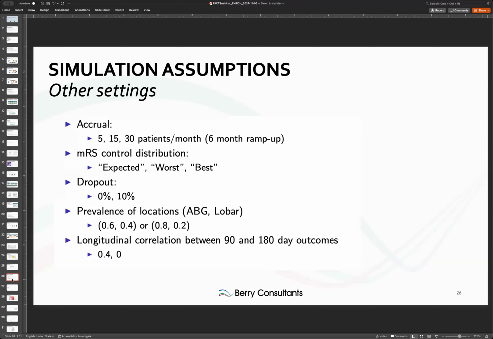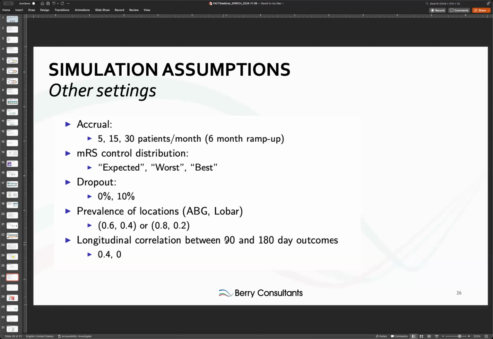A few other settings briefly before we go there. This study, before it started enrolling, wanted to look at accrual rates of 5, 15, and 30 patients per month. I just talked through the mRS control distributions. They weren't expecting a lot of dropout, so they simulated the design with 0% and 10% dropout. They were expecting prevalence of locations around a 0.6, 0.4 split for ABG and lobar. They also looked at 0.8, 0.2. We're just going to put in 0.6, 0.4 into FACTS today.